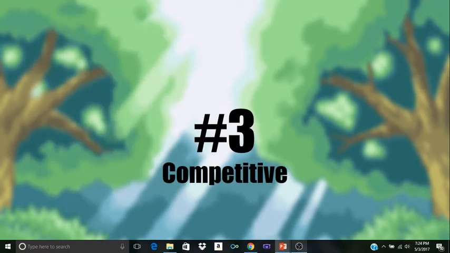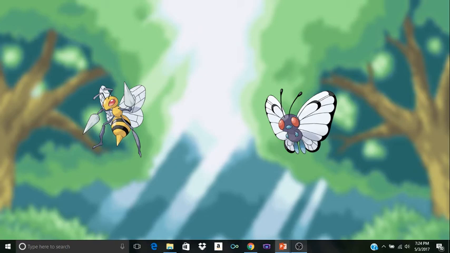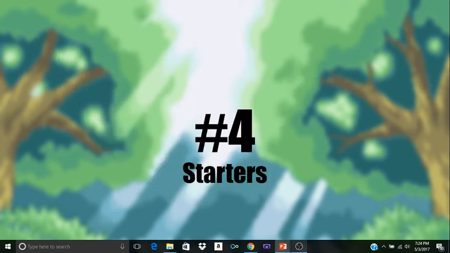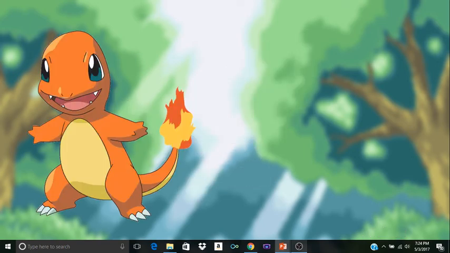Number three, competitive. But Beedrill isn't very good, and neither is Butterfree. But Butterfree is just a tiny bit stronger. If this was completely about strength, then Venomoth would be much more popular than both of them. But it's not about competitive strength completely.